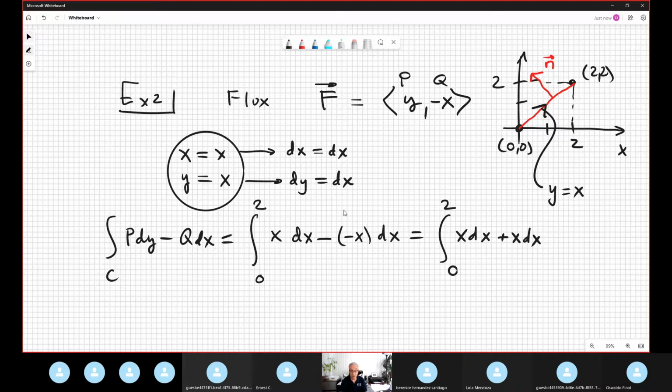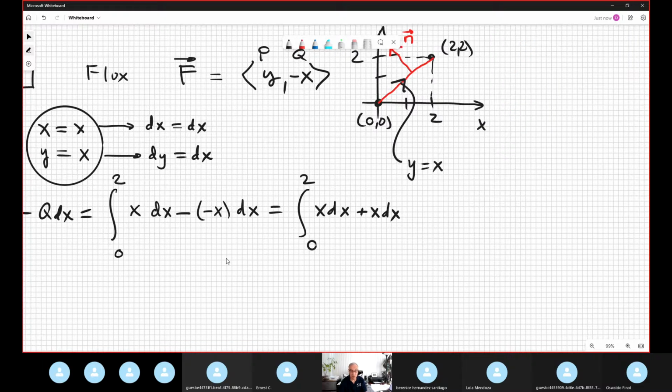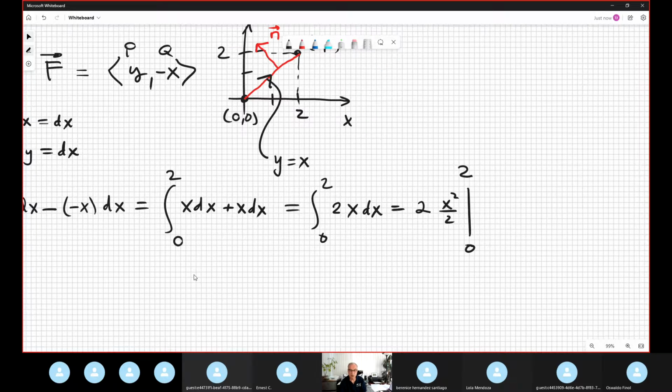It's twice, the same, combined like terms. Integral from 0 to 2 of 2 times x dx. 2 is a constant, so outside, you integrate like in Calculus 1. The antiderivative is x squared divided by 2, evaluating between 0 and 2. Now cancel out that 2, and the answer is 2 squared minus 0 squared, which is 4. The answer is 4.